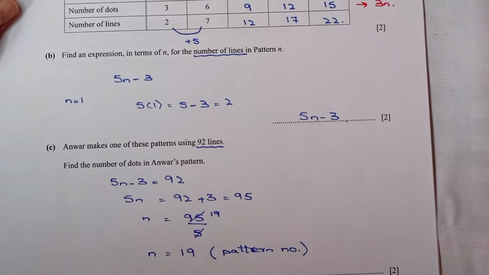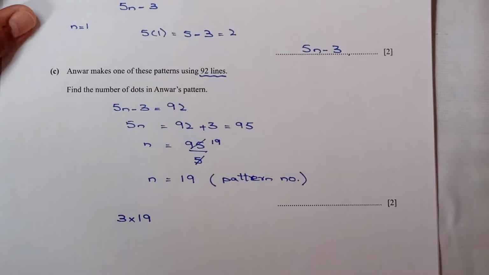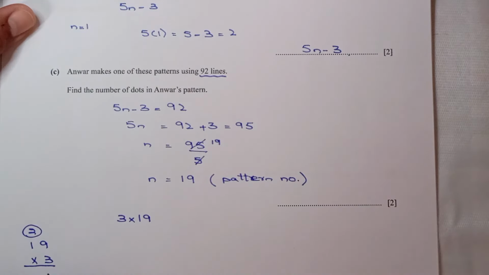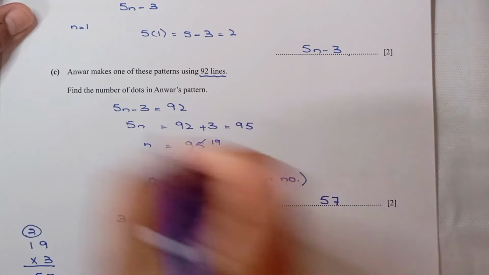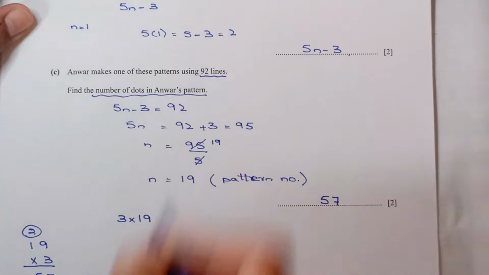So 3 times 19 would be equal to 19 times 3. 3 times 9 is 27. 3 times 1 is 3, plus 2 would be 5. So 57 is the number of dots in Anwar's pattern.